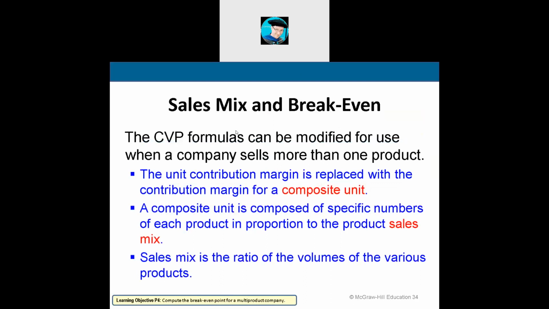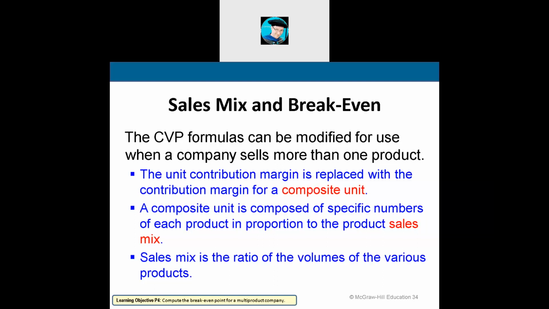Now, not all companies just sell one product, right? So a lot of times you go to different places, they have a lot of different products. So you might remember this term from your introduction to business class, or intro to management, whatever it's called. It's called sales mix. The sales mix represents the number of different products that the company sells, right? That's what a sales mix is.